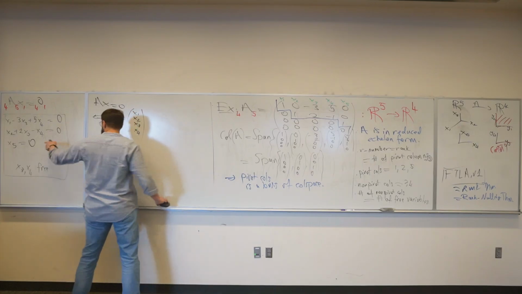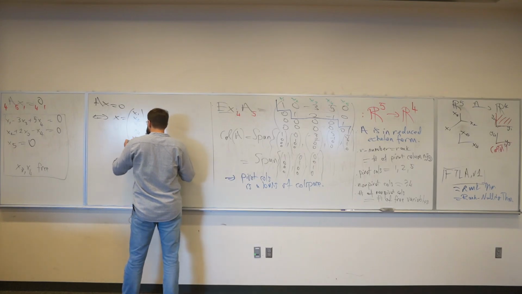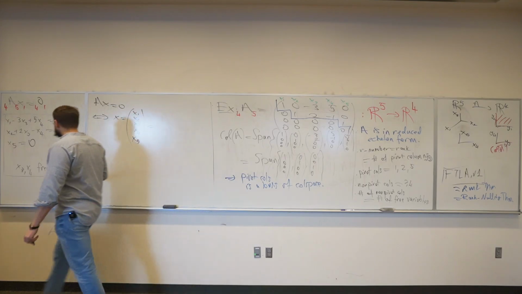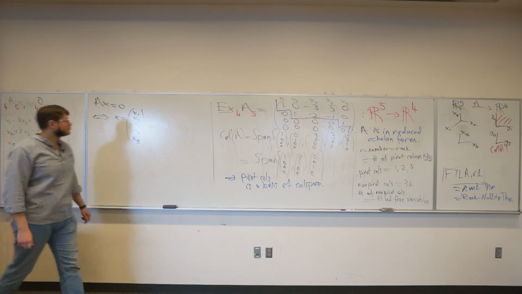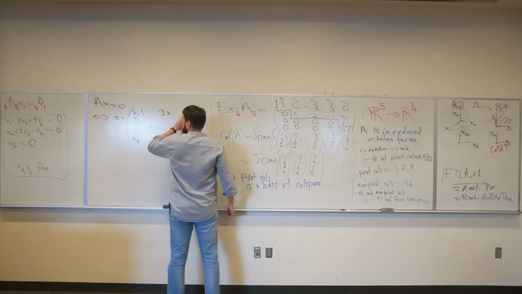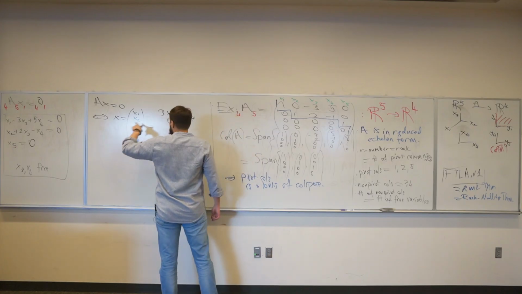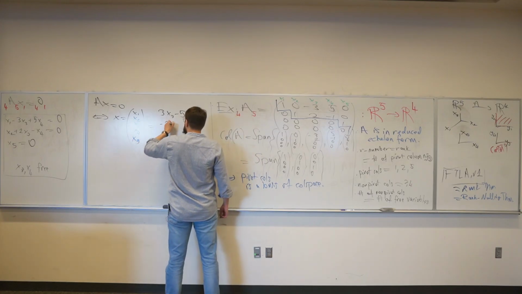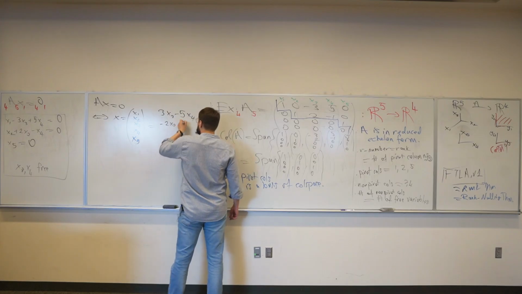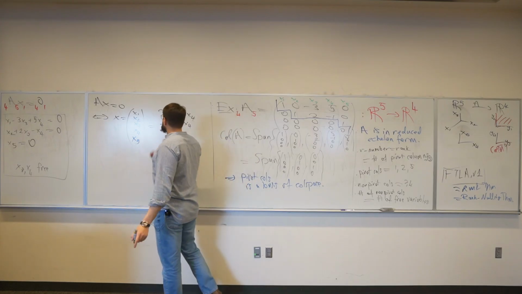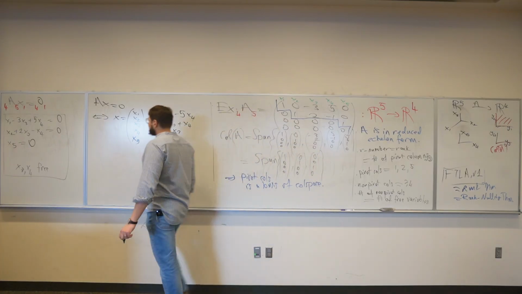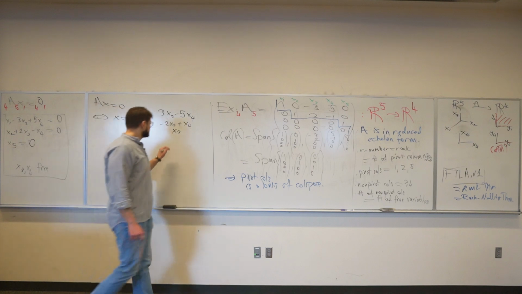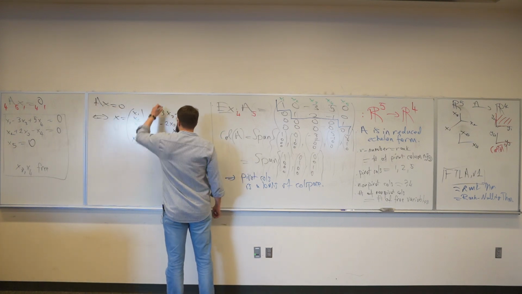x5 we know to be 0. I'll just start with this and then substitute. Instead of x1, I'm going to write this: 3x3 minus 5x4. x2 is minus 2x3 plus x4. I don't get to say anything about x3, I'm going to leave it as is. I don't get to say anything about x4, I'm going to leave it as is. And finally, x5 is 0.